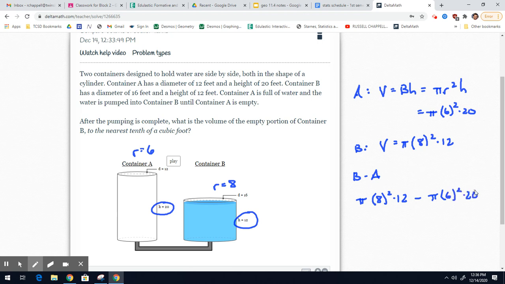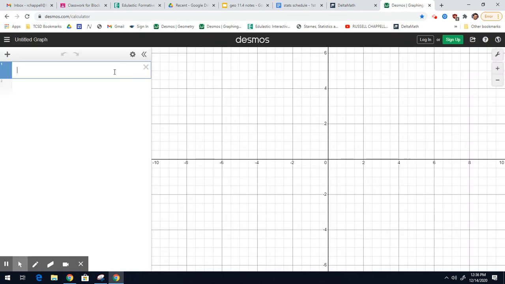And that's exactly what I'm going to type into my calculator. It says round to the nearest tenth, so that's what we'll do. Again, I tried to use very little rounding as possible. All right, so let's go to the calculator now. I took a picture because I don't remember things very well. So pi times 8 squared times 12 minus pi times 6 squared times 20.